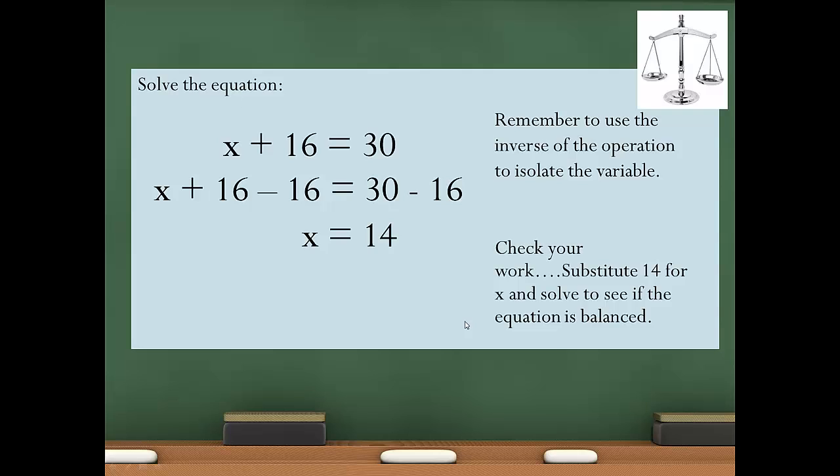It's important to remember that checking your work is extremely important to make sure that this answer is correct. So when you go back to the original equation, x plus 16 equals 30, you can substitute 14 for the value of x to see if the equation is balanced. 14 plus 16 would equal 30. 30 equals 30, so our answer is correct.